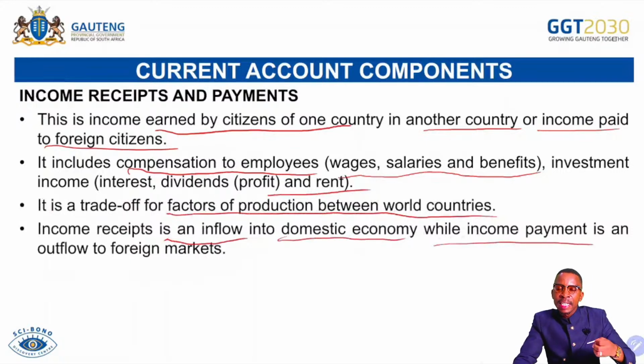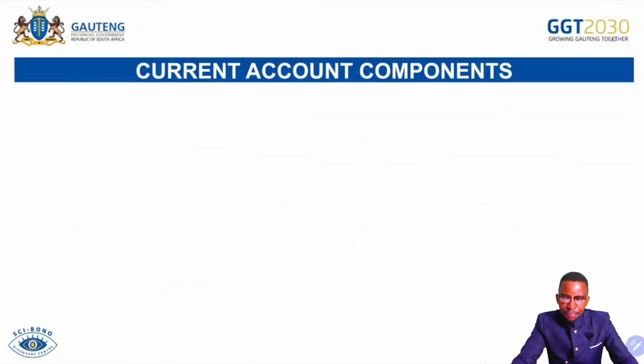So as we receive income for our factors of production, that income will be added because that's an inflow of foreign currencies. As we pay for foreign factors of production, that money is an outflow because our currency is going out as payment for the foreign services or foreign factors of production.